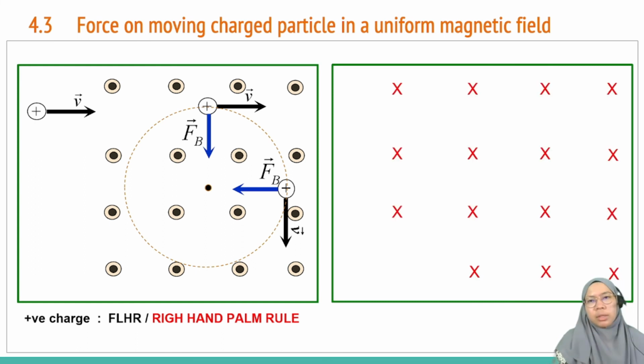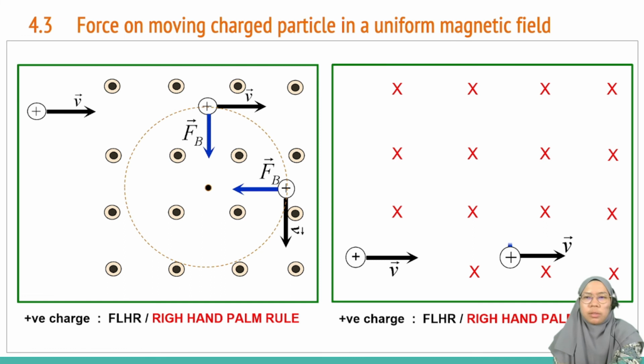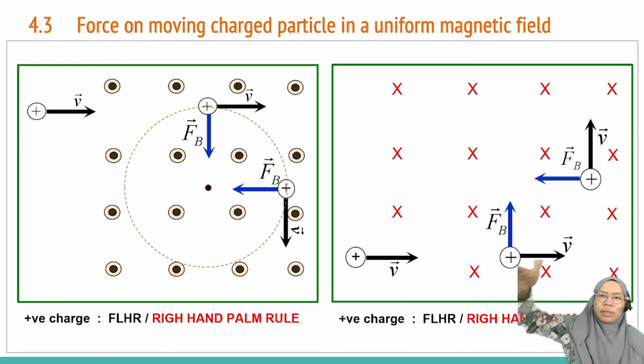For the right hand side, we have magnetic field going into the page. Now we have positive charge travel perpendicularly into the field. So your fingers should be pointing into the page, V going to the right. So coming out from your palm is the magnetic force. And then at another position, it will travel like this. So anti-clockwise.